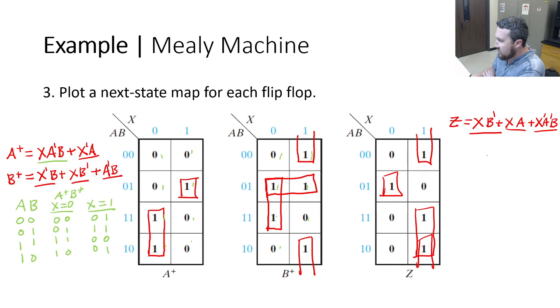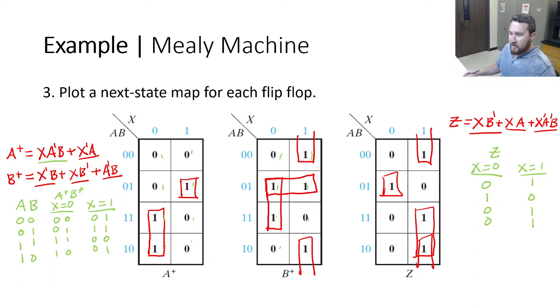And then over here, I'll put the Z's. So we got our Z's. Now remember, it's a Mealy machine, which means it's also dependent on the input. So I'm going to have a different Z for X equals 0 and a different Z for X equals 1. So for X equals 0, I'm going to get 0, 1, 0, 0. And for X equals 1, I'm going to get 1, 0, 1, 1. So there we go. Any questions about how we derived this table?